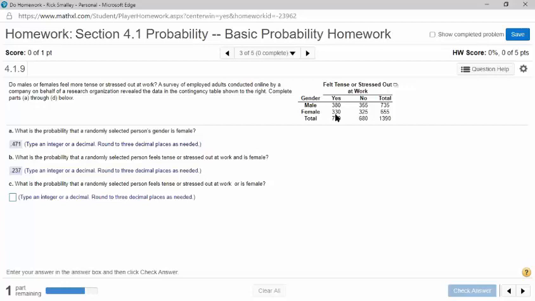Because it's in the yes column. And then I just took that number and divided by 1390. I'm taking all these numbers and dividing them by 1390. Feels tense or stressed out at work, or is a female.